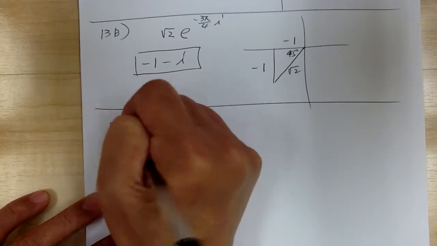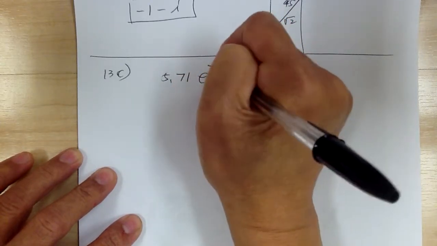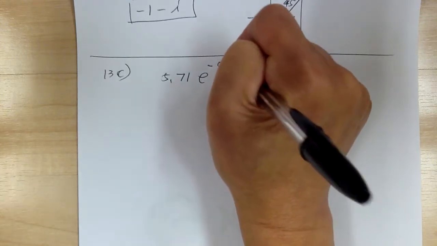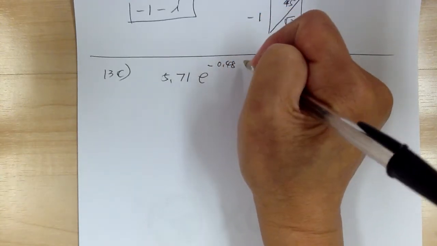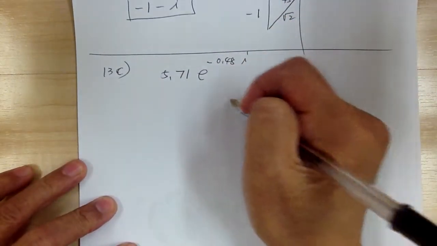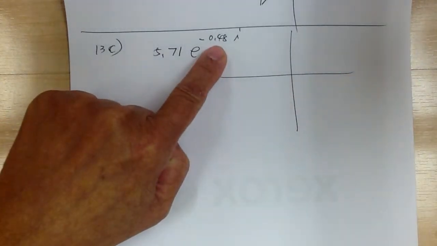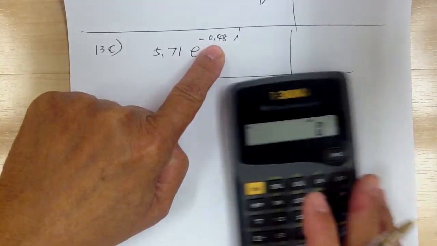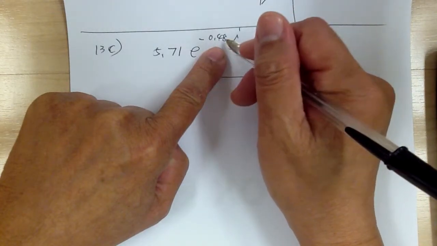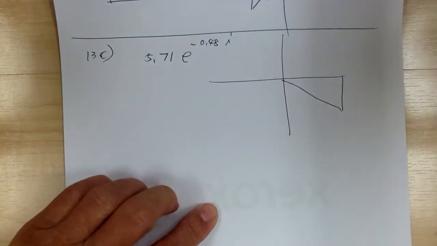Okay, let's go to 13c. 13c, you have 5.71 e to the negative 0.48 i. Now you have to be careful. This is a radian. So you have to locate that. If you're not sure, you can convert it: one radian is about 60 degrees, so half a radian is about 30 degrees. So this is about negative 30, around somewhere over here.